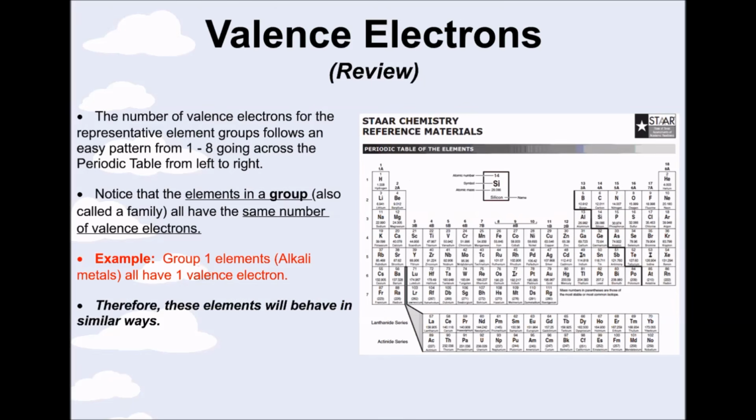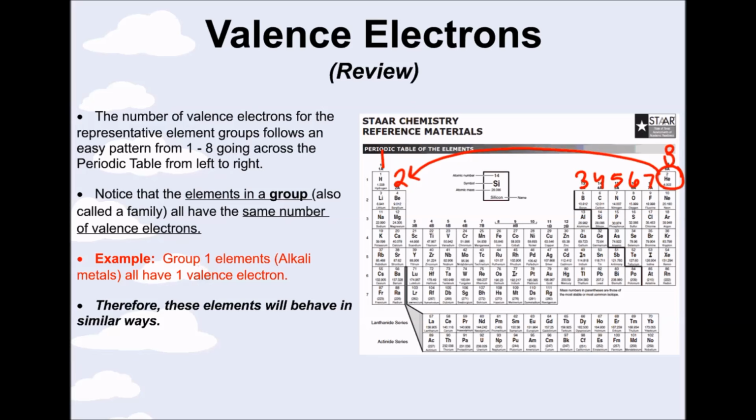So the number of valence electrons for the representative element groups follows an easy pattern from 1 through 8, going across the periodic table from left to right. You should see the pattern. It's easy. 1, 2, 3, 4, 5, 6, 7, 8. There is an exception to this, though, and that's helium. Helium only has 2 electrons. It's impossible that it would have 8. So helium, on some periodic tables, will actually be located above beryllium.